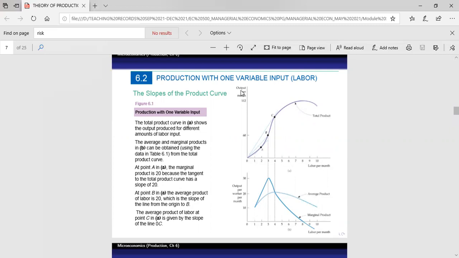So with this law here, I believe we explained that law when we were looking at the theory of cost, if we can remember. But here, this graph basically is explaining the law of diminishing returns, or the law of variable proportion. And in this law, we assume that it is a production with one variable input.